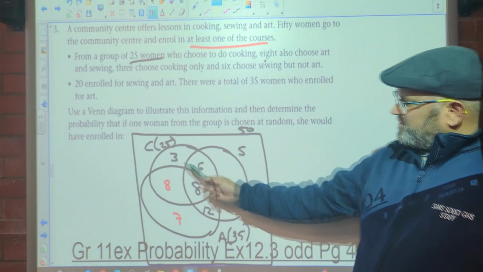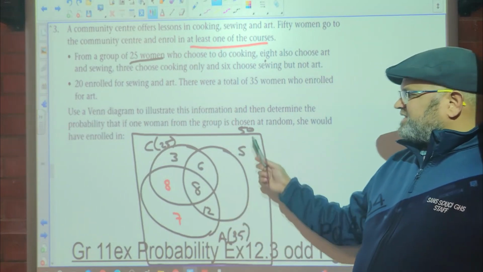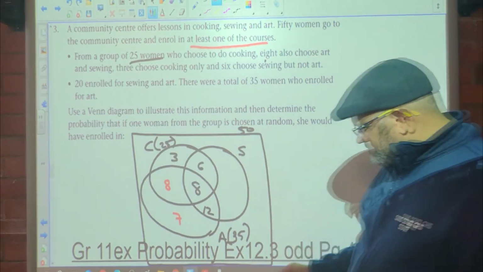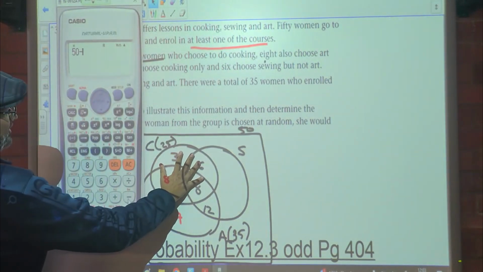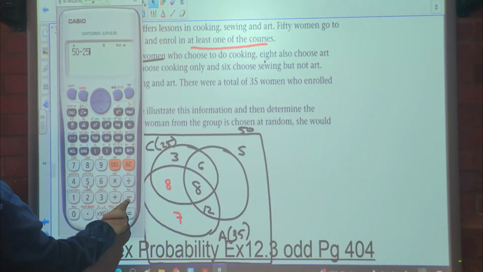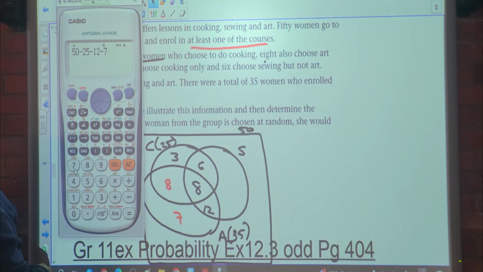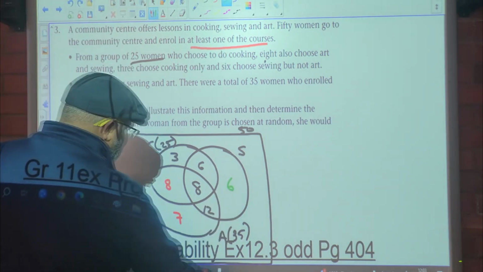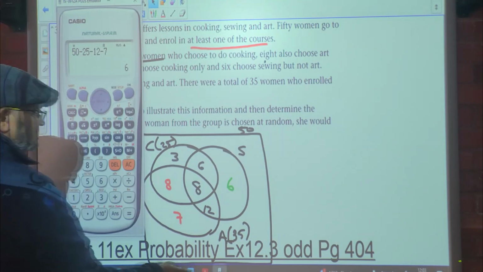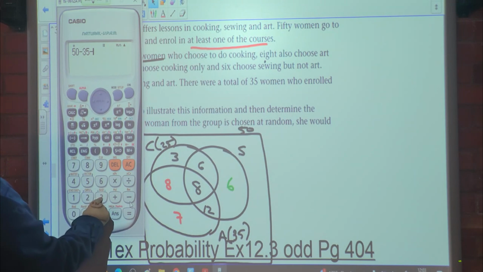Because 3 plus 6 plus 8 plus 8 plus 7 plus 12 plus this unknown adds up to 50. So it's going to be 50 minus, this adds up to what? 25. Minus 12 minus 7. You all agree with that? Gives us 6. You all agree with that? Or we could have said it's 50 minus, that adds up to 35. Minus 3 minus 6. Should give me 6 anyway.